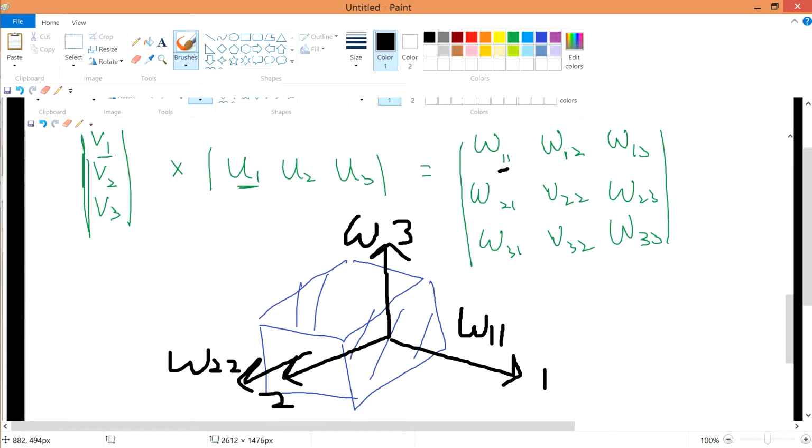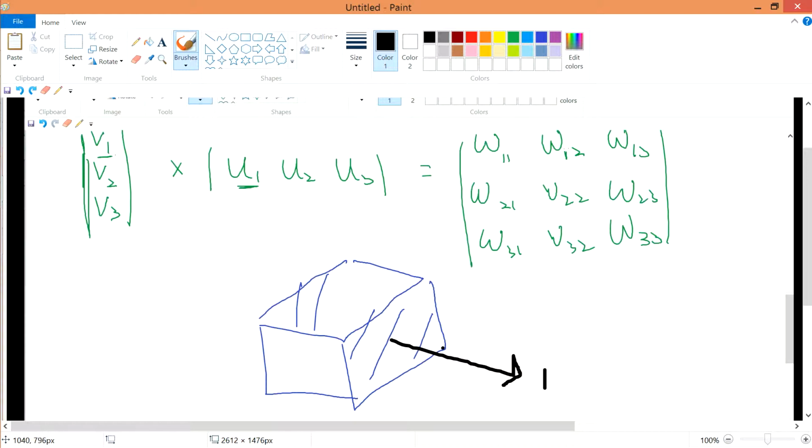Likewise over here, you will most likely know that this is W33. If I zoom in on this section and look only at this particular plane, I will have three forces acting. This is W11 in the 1 direction, this is W13 in the 1-3 direction, and this is W12 in the 2 direction. This is at the particular plane over here.